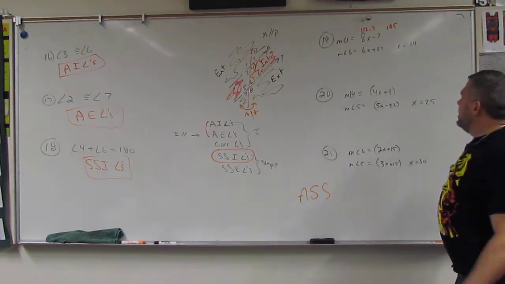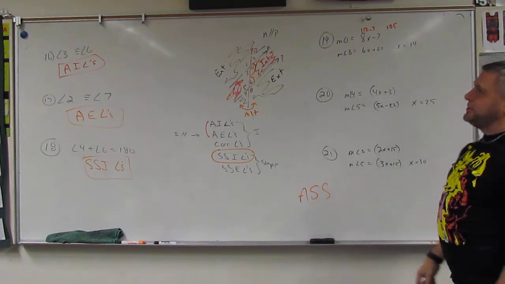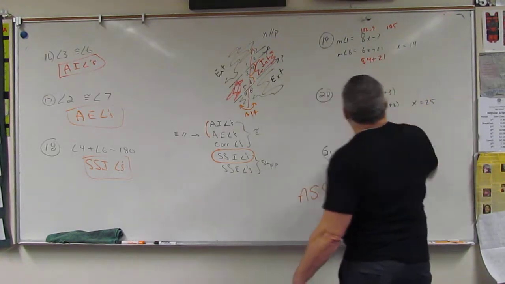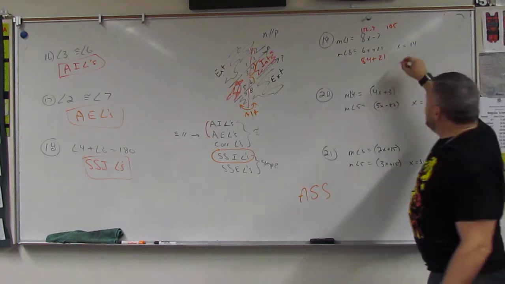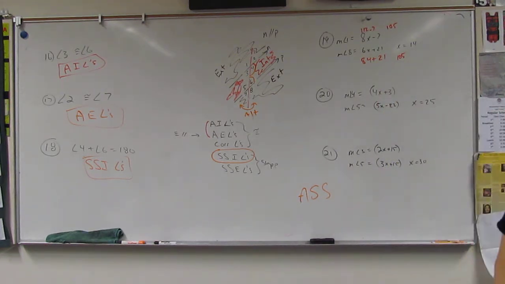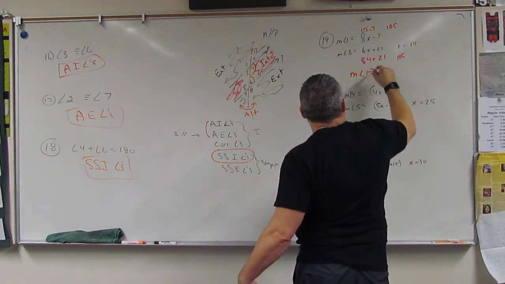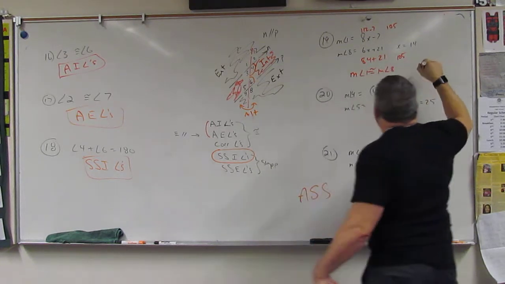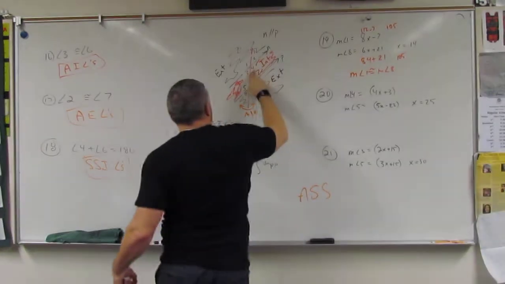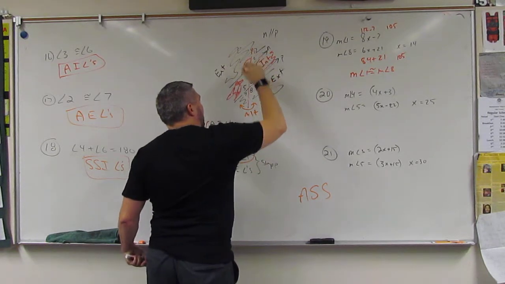Alright. 6 times 14. 6 times 10 is 60. 6 times 4 is 24. 60 and 24 is 84. Plus 21. What's 84 plus 21? Is that 105? Right? So these are congruent. So they're saying measure of angle 1 is congruent to the measure of angle 8. But why? So we need to go over here. We need to look at 1 and 8.